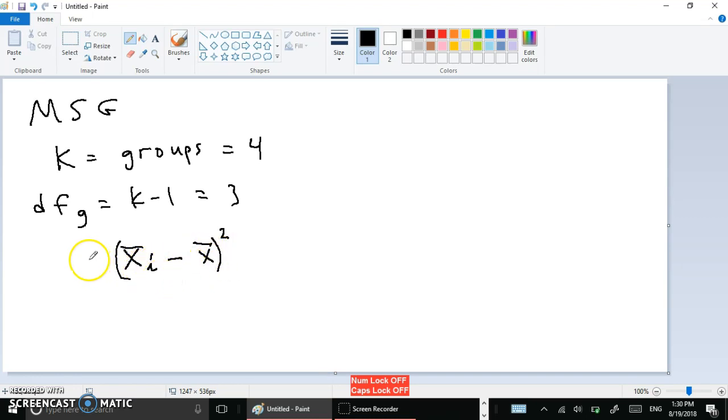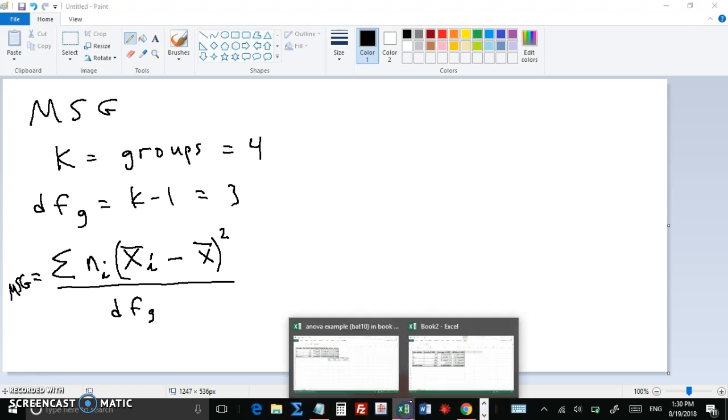Square it all, times that by the sample size of each group. Sum that all together, and that's called the sum of the squares of the groups. And then we divide that by the degrees of freedom of the groups, which in this case is 3. And that's equal to the mean square of the groups. Let's write MSG in front here. MSG is equal to that right there. So let's do that calculation right now.